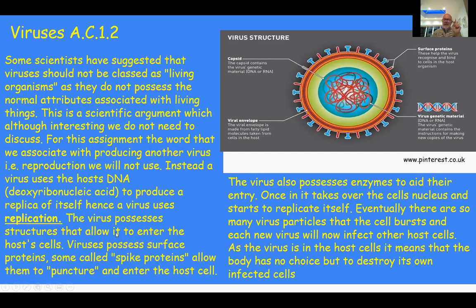So the virus possesses structures that allow it to enter the body's cells, and these proteins known as spike proteins allow it to puncture and enter the host cell. And then the virus possesses enzymes that aid its entry. Once it takes over the cell's nucleus and starts to replicate itself, eventually there'll be so many virus particles that the cell bursts, and each new virus will then infect other host cells.